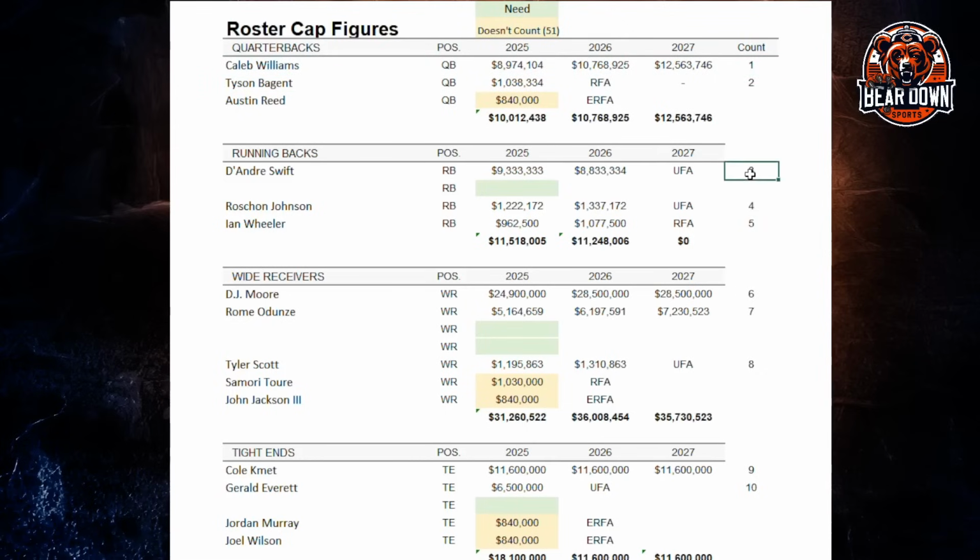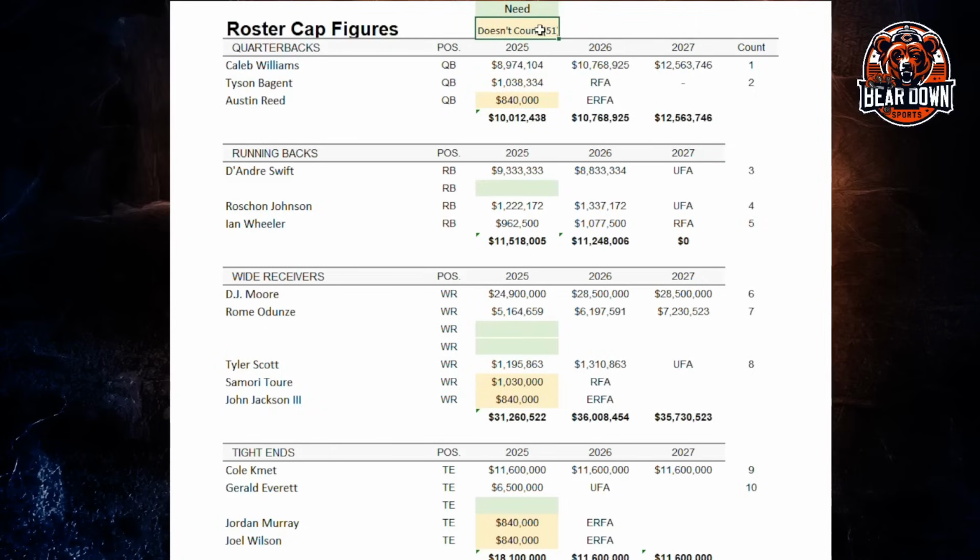DeAndre Swift should be a lock. Roshan Johnson, lock. Ian Wheeler should be a lock from everything we said. Now, that could be wrong. This is probably the most speculative one on my part. So these ones that are on the 53 are not on the... Now, okay, so I got to backtrack a little bit here. Doesn't count on the 51.